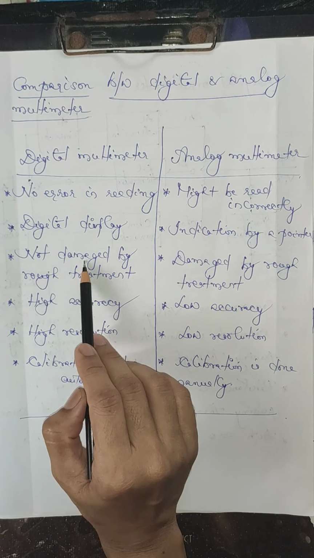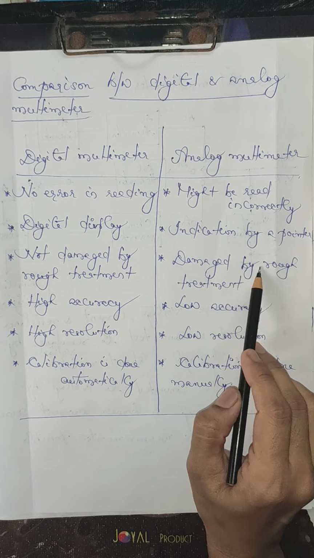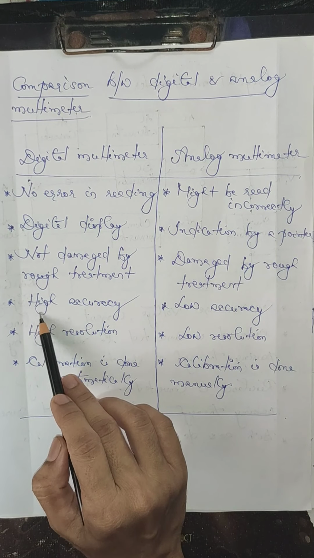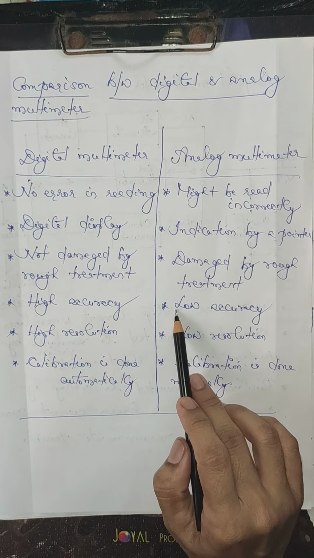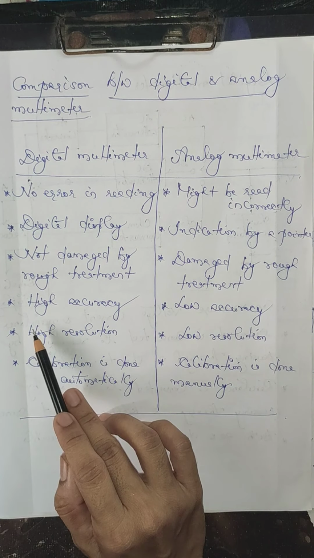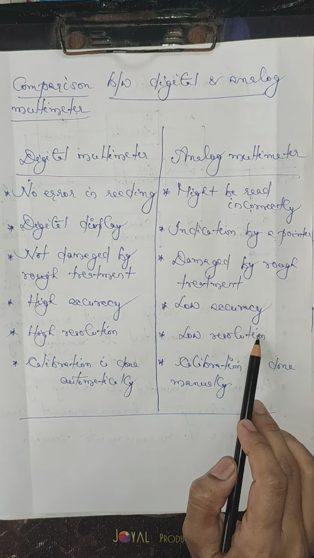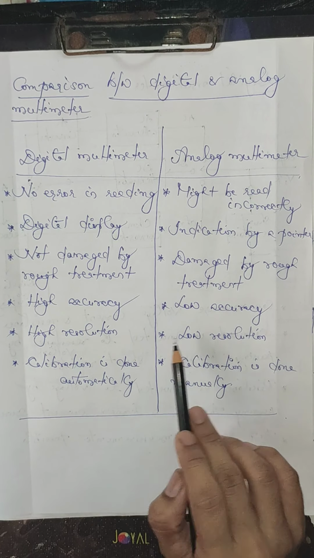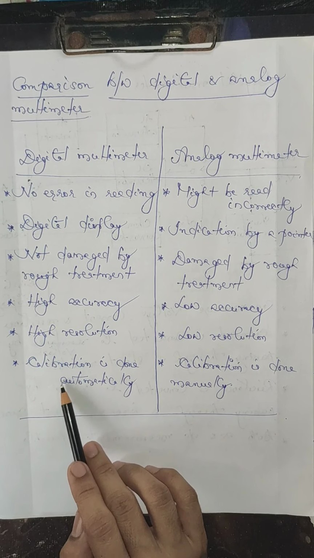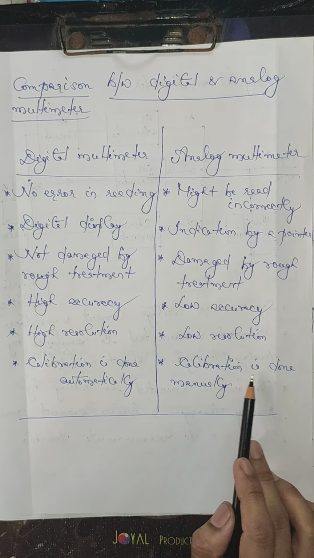Digital multimeters are not damaged by rough treatment, whereas analog multimeters get damaged if they are roughly treated. Digital multimeters offer a very high accuracy, whereas analog multimeters have a low accuracy. For digital multimeters, the resolution is high, and in case of analog multimeters, they have a low resolution. In digital multimeters, there is a provision for automatic calibration, whereas in analog multimeters, the calibration should be done manually.